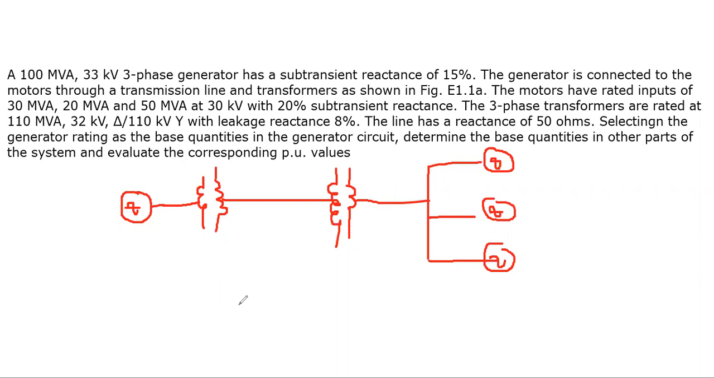So in the last lecture we were doing this question. So let us complete this question.